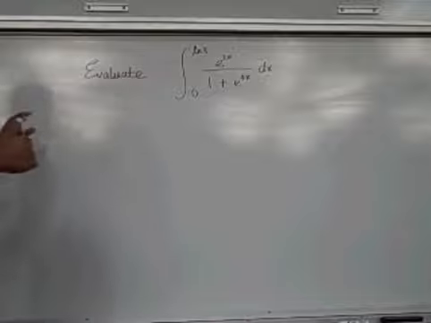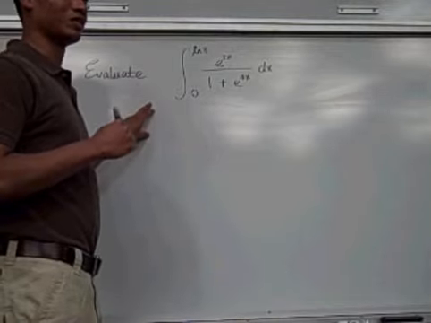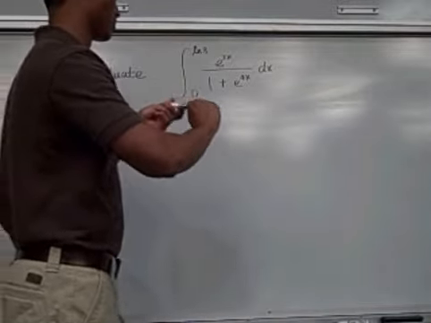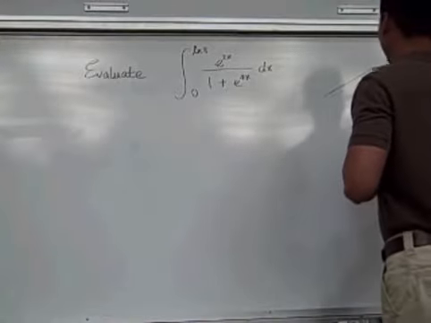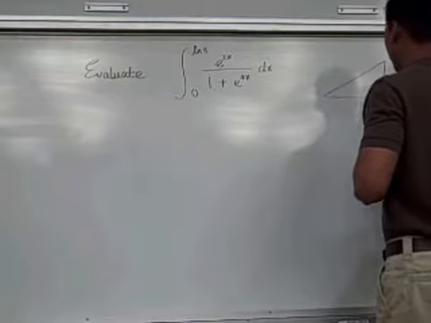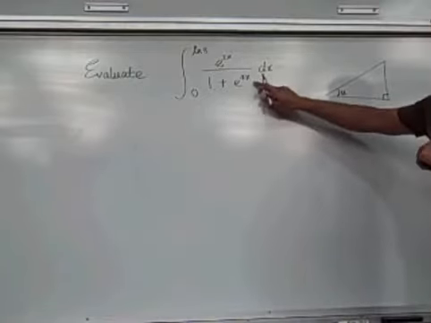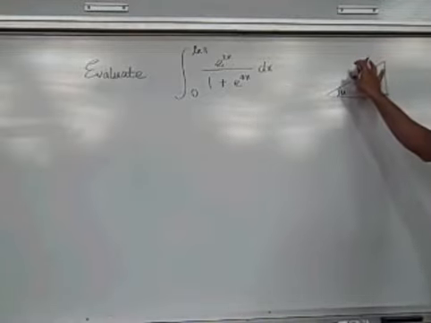Okay, we are going to evaluate this integral, which involves trigonometric substitutions. Now, looking at this, when you get an integral like this, we normally draw a triangle. Now one question is, to decide this, what's going to go on the hypotenuse?